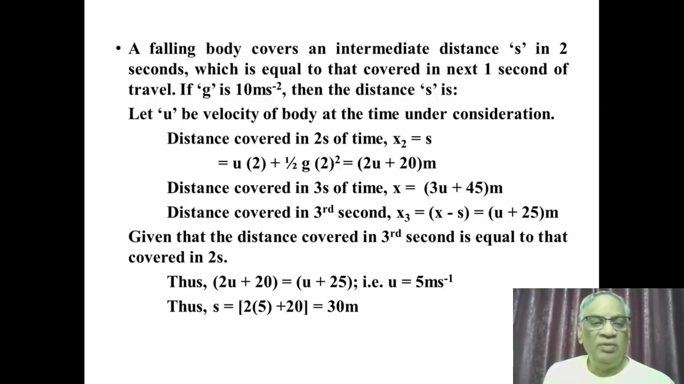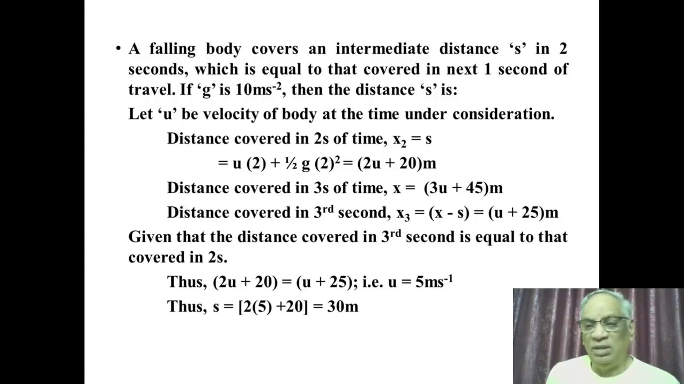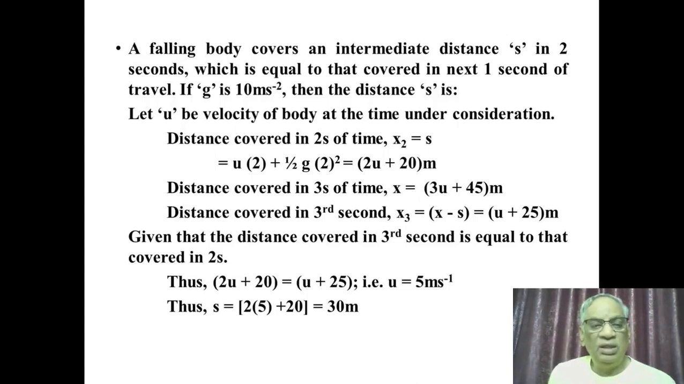The falling body covers an intermediate distance, s, in 2 seconds. That means in between it travels a distance in 2 seconds which is equal to the distance covered in the next 1 second. That means for t seconds it is there, and t plus 1 seconds it is another one. So when it traveled through some distance in 2 seconds, in the third second it travels through the same distance. If g is 10 meters per second squared, then what is the distance s?